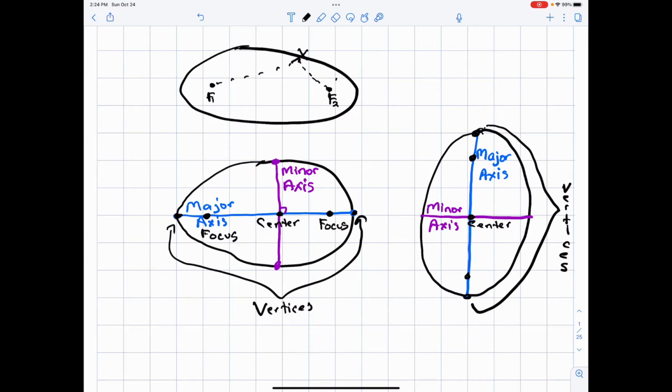Okay, so we addressed major axis, minor axis, foci. The midpoint of the major axis is the center of the ellipse, but that's also where those two axes intersect each other. Endpoints of the major axis are the vertices. This is not a function; it fails the vertical line test. All right, so that's a lot of the main terminology that you're going to need to remember as we're working on these.